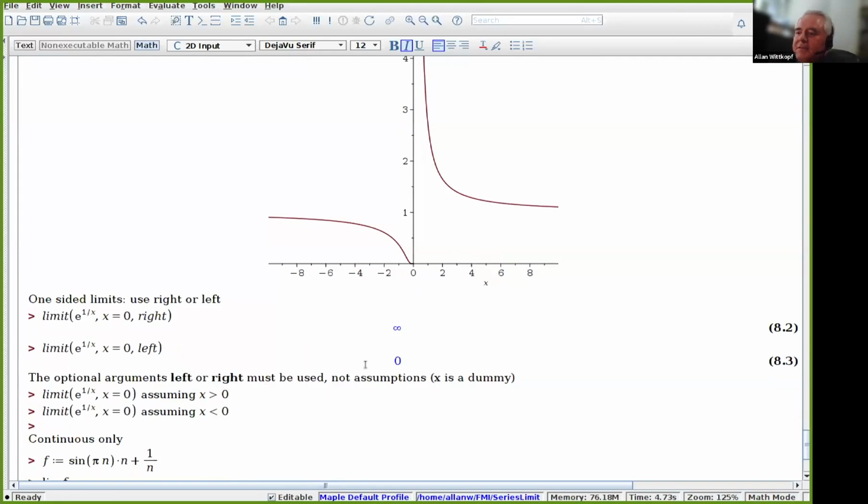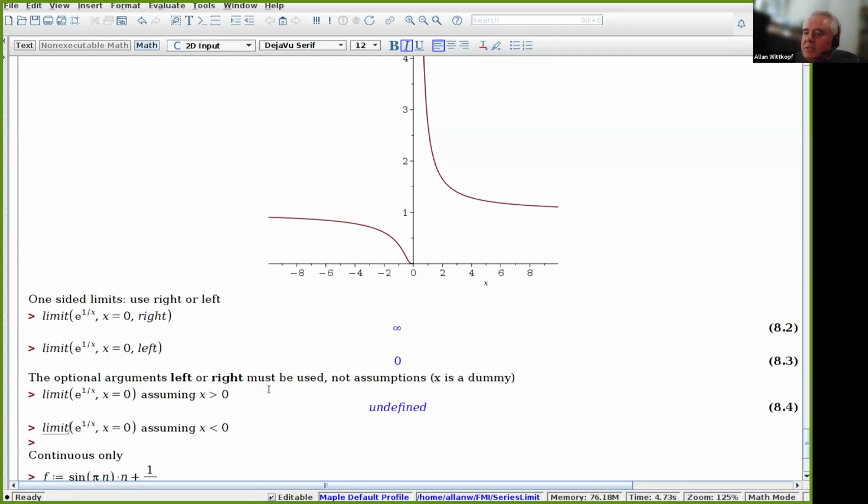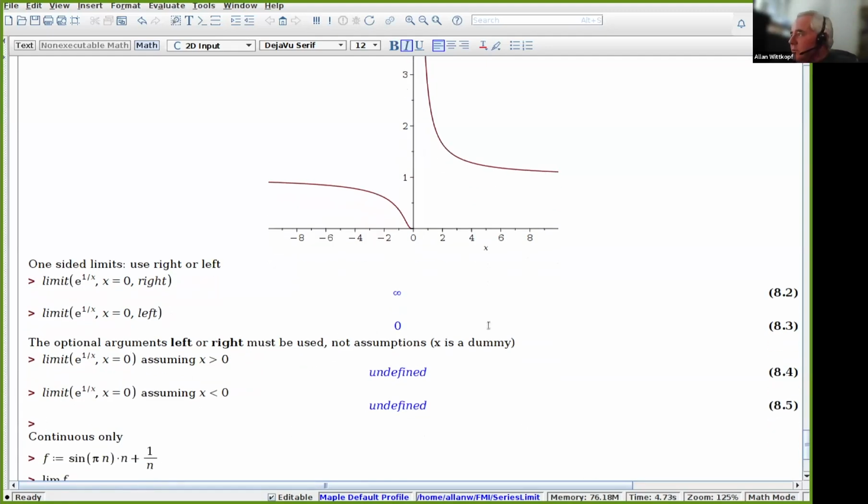Now, you have to use left and right and not assumptions because x is a dummy, just like for definite integration. It's the same idea. We're eliminating x. So if you try to do this with assumptions, you'll get the same result as if you tried to do it without. Always remember using right and left.